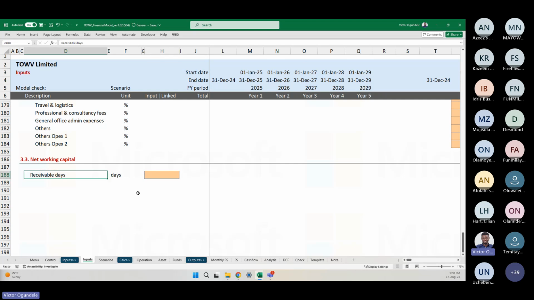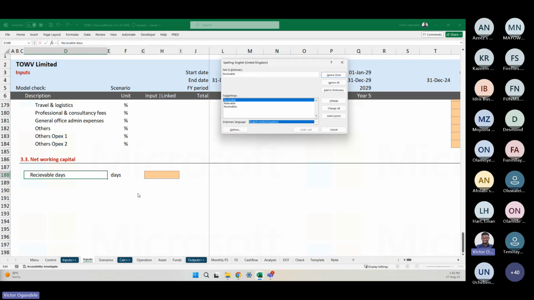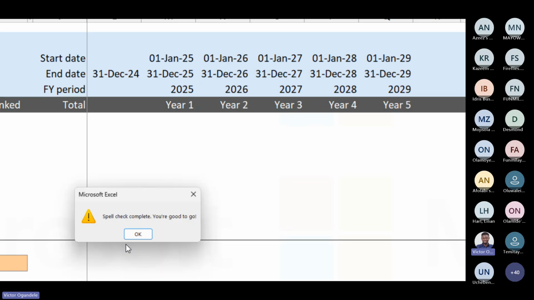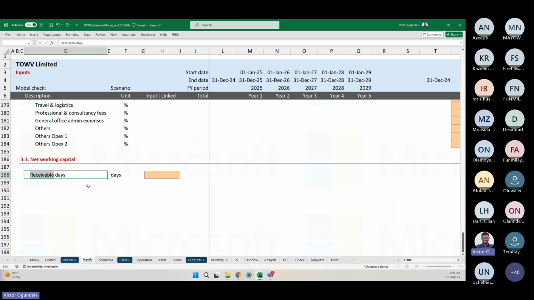How do you check spelling in Excel? Press F7 on your keyboard. If you have FN, you might need to press FN. For example, I wanted to type receivables, and I typed it wrongly. If I highlight the word and press F7, it's going to show me the different spellings, including the correct one. I just click on change, and it's going to change that for me to the correct one.